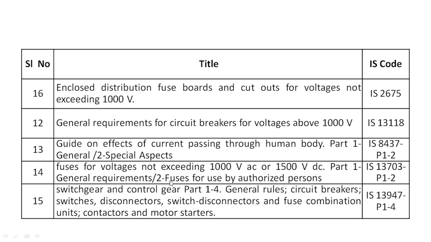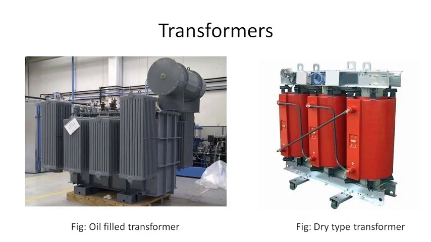So the next topic under consideration is transformers. Transformers are normally used for transforming the voltage levels from one level to another. So we have a lot of classifications. We have oil filled transformers and dry type transformers, or we have indoor and outdoor. Then we have step up and step down, that is power transformers, distribution transformers. Then we have isolation transformers. Many classifications.